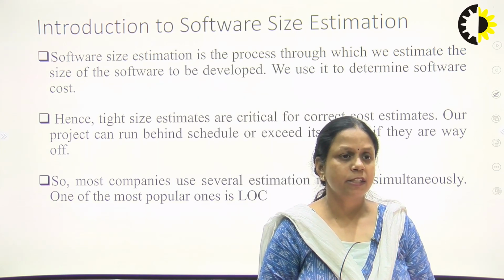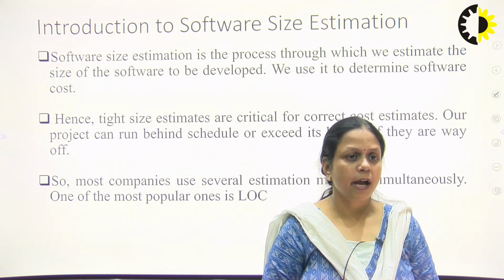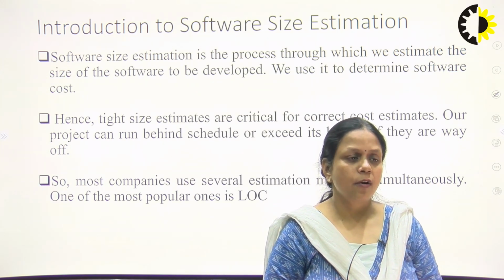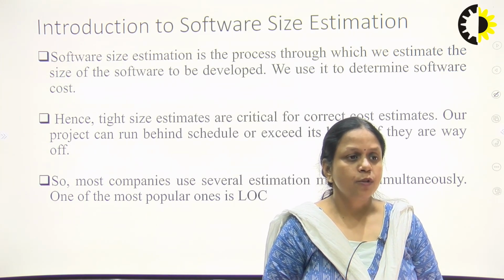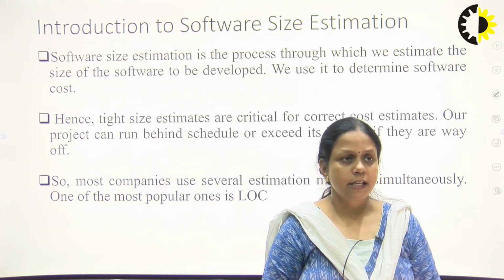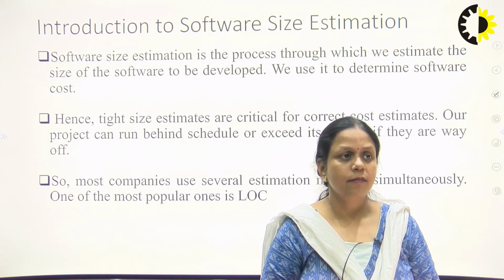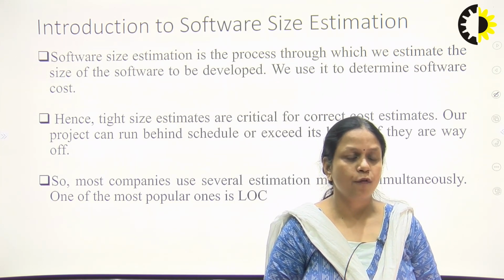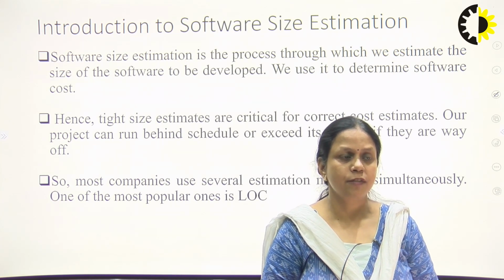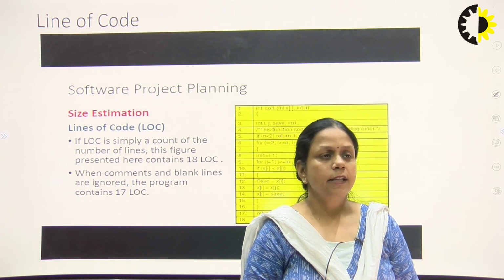Hence, tight size estimates are critical to correct cost estimations. Our project can run behind schedule or exceed its budget if it is not correctly measured. Most companies use several estimation techniques for size estimation, and there are two major techniques we can use. The first one is line of code and the second one is function point, which we will discuss in this lecture.